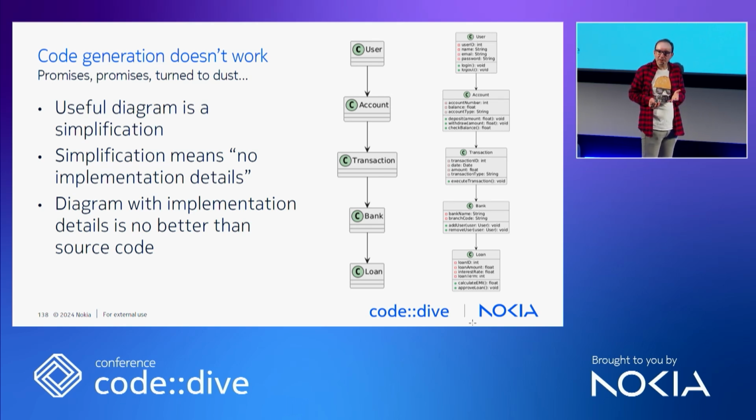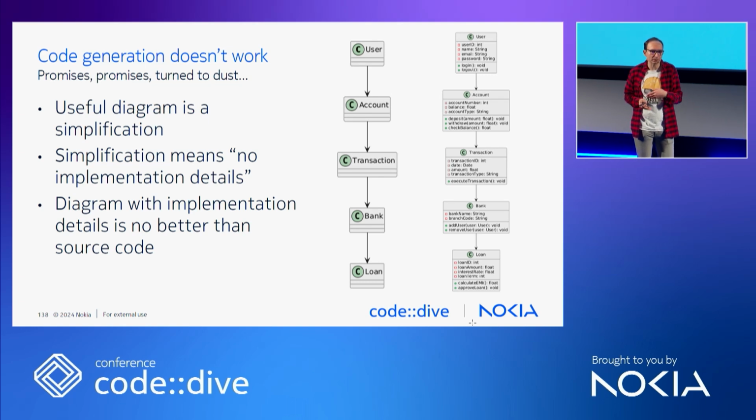Make a reverse engineering exercise, if you will, at home. Take your code, put it into a diagram. It can be done automatically. And then look at this diagram. If it allows you to do the same thing in reverse, so generate the code, it will be full of details, and it will be no better in readability or usefulness than the source code itself.